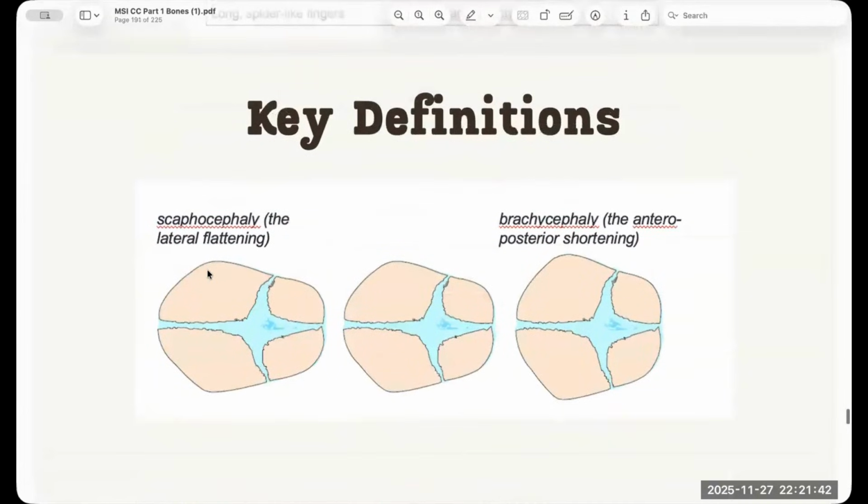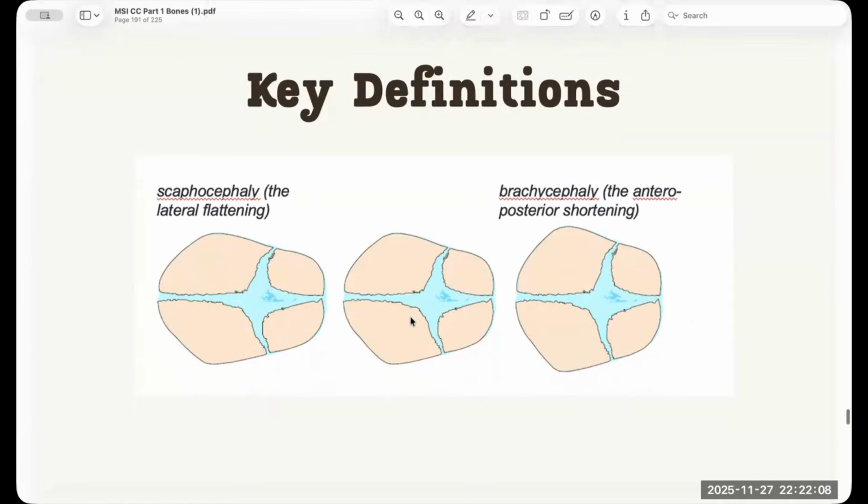Other key definitions that we were talking about above, but here are some pictures so we can get to know them better. Scaphocephaly and brachycephaly. Scaphocephaly is the lateral flattening of the skull. Brachycephaly is the posterior shortening, as seen here. So lateral is here, and anterior posterior is here. Okay, this is the normal one in the middle.